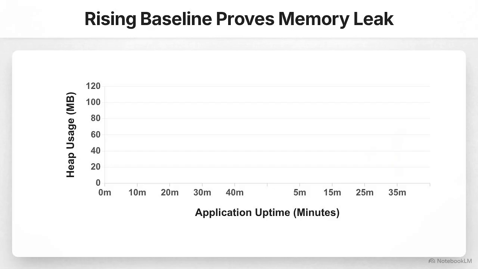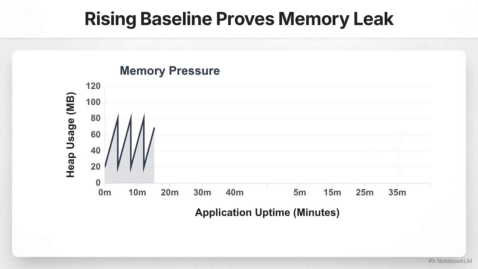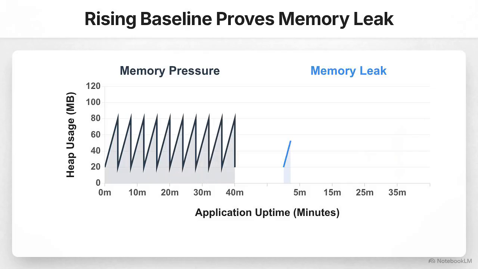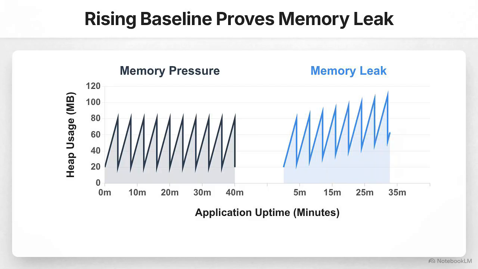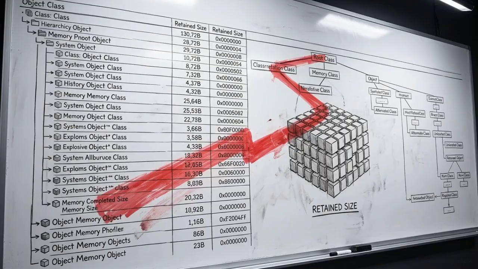Compare these old generation baselines. Left, memory pressure. The heap rises but returns to a flat baseline. Right, a leak. The baseline steps incrementally higher. Our incident matched the right side, proving indefinite object retention, explaining the excessive CPU consumption. To inspect this retained graph, engineers generate a heap dump, using the dominator tree to map the exact path from surviving objects back to GC roots.